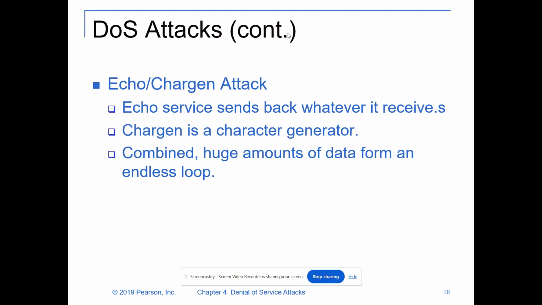The Echo Chargen attack. The Echo is a small service that sends back whatever it receives. A Chargen is a character generator. And so a combination of these two UDP services causes a constant loop of large amounts of data, as you probably guessed, slowing down the system. Small services are an interesting topic. There are others as well. And ultimately, they're usually for testing purposes.